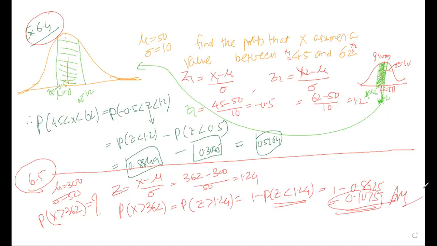This is the answer, so it's now very easy. If you want to look at this in terms of the given picture, my mean nu is equal to 300, and this was 362, and greater than means this part. So this probability is nothing but 0.1075.